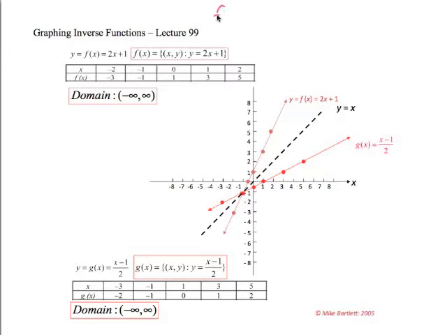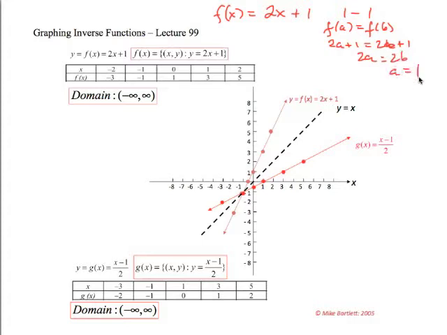Let's suppose here's our function 2x plus 1. This is one-to-one because it's a linear function, and we can show it's one-to-one because if f of a is equal to f of b, then we have 2a plus 1 equals 2b plus 1, which means that 2a equals 2b, which of course means a equals b. So it's certainly one-to-one. It has a domain of all real numbers, and a range of all real numbers. This is a linear function with a slope of 2 and a y-intercept of 1.